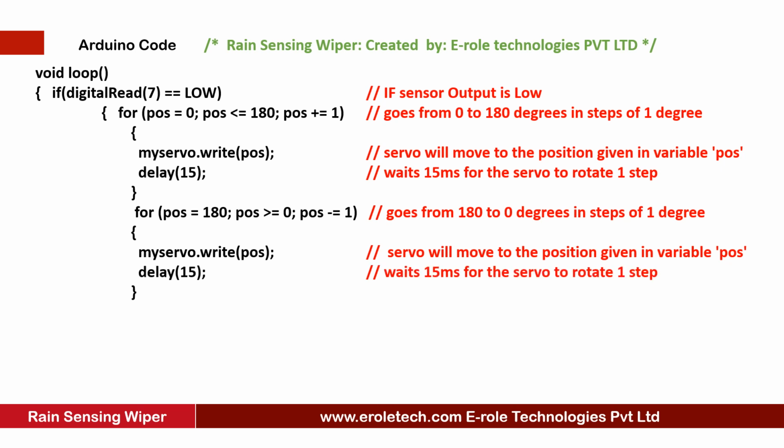Now in the second for loop, we are reversing the values from 180 to 0. Now the servo motor will rotate 180 degrees in the reverse direction. No action will be performed if pin number 7 receives a high signal from the rain sensor.